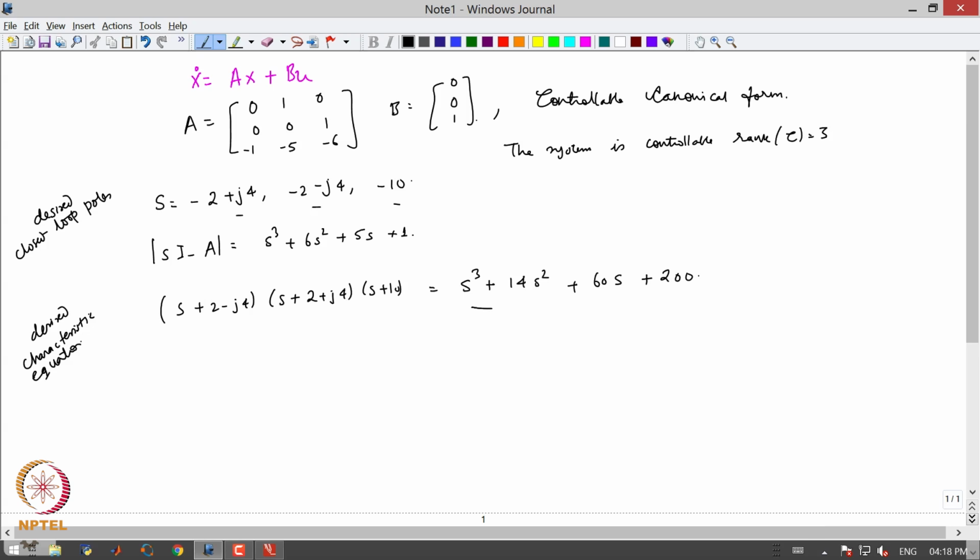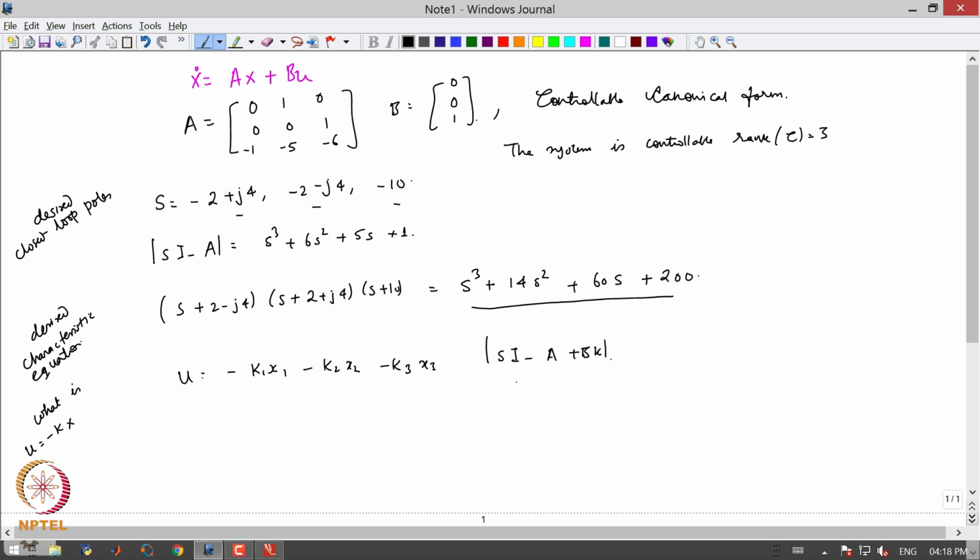Now, I know this. I need to find what u equal to minus Kx achieves this. So u will be of the form minus k1 x1 minus k2 x2 minus k3 x3, and I am looking at the characteristic equation of the closed loop system, which is the determinant of sI minus A plus BK.